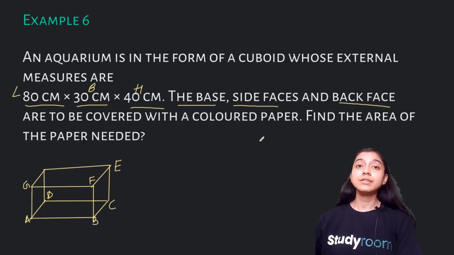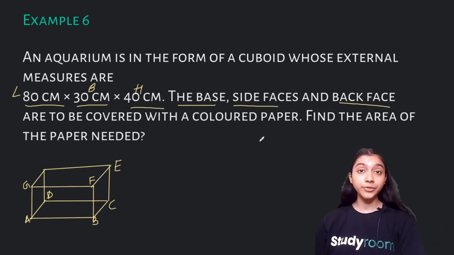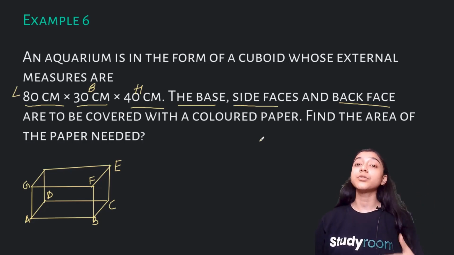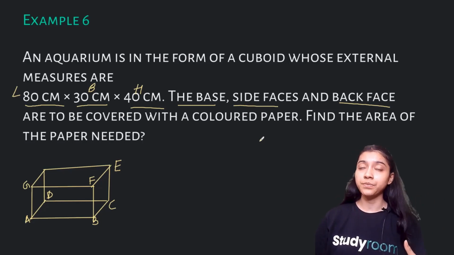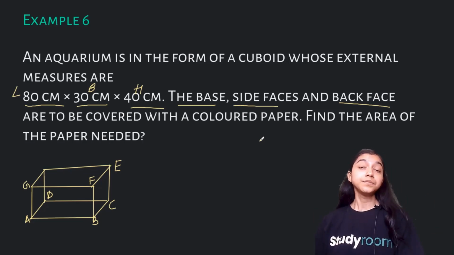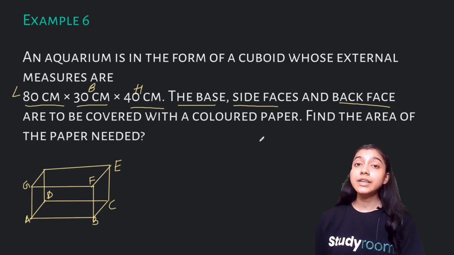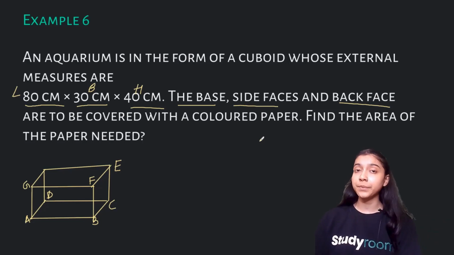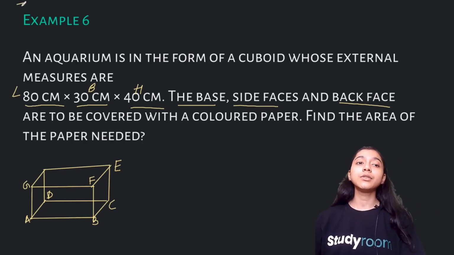So what we have to do is first calculate the entire total surface area of the cuboid, and then subtract the area of the top face and the area of the front face, because on the top face and the front face we don't need to apply the paper. We have to only apply it on the side faces, on the base and on the back face. So we'll calculate the total area and then subtract the area of the top and the area of the front face in order to calculate the total area of paper required.